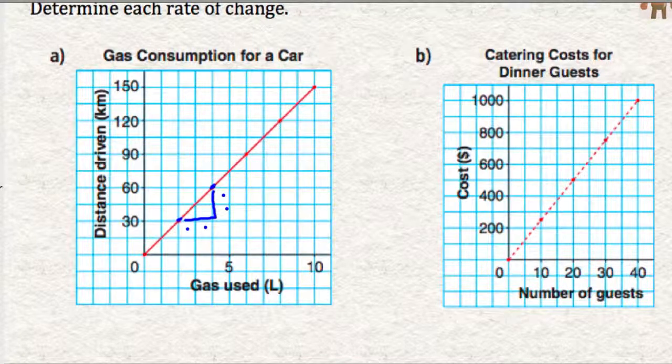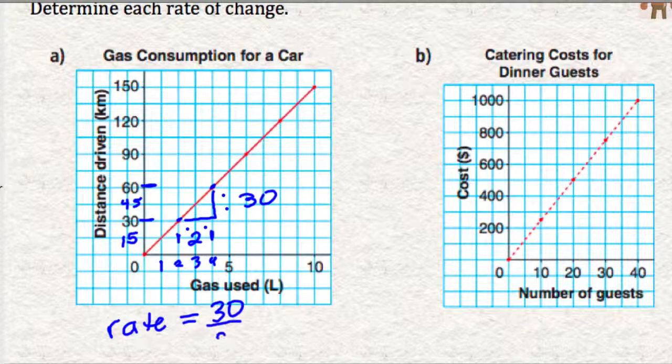Up the side here, it looks like we're counting by 15, 30, 45, 60. So 2 squares is actually from 60 to 30, which is a change of 30. Not 2 squares, 30. It's actually worth 30 kilometers. So that's the rise, and the run from here to here, these look like they're each valued as 1. 1, 2, 3, 4, 5. So that really is 2. So our rise over run, our rate is 30 over 2, which is 15 kilometers per liter.